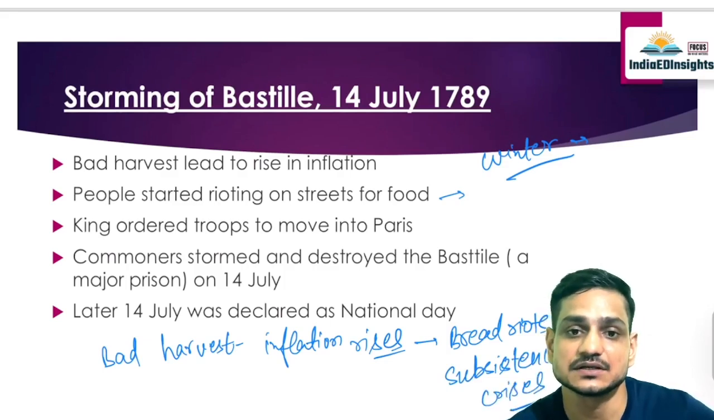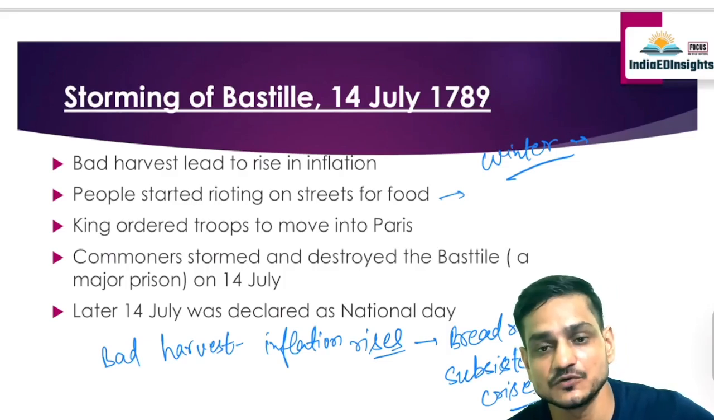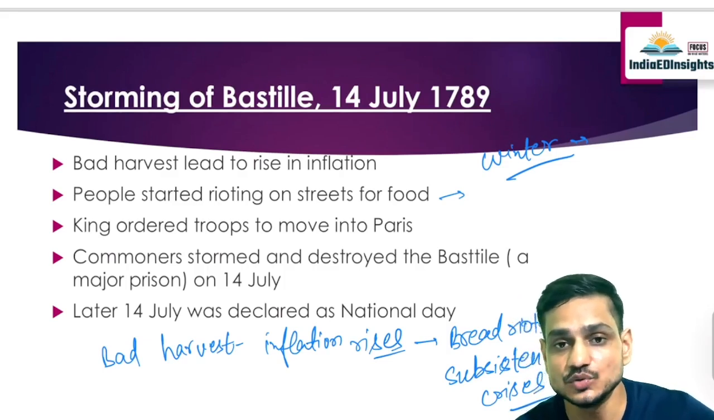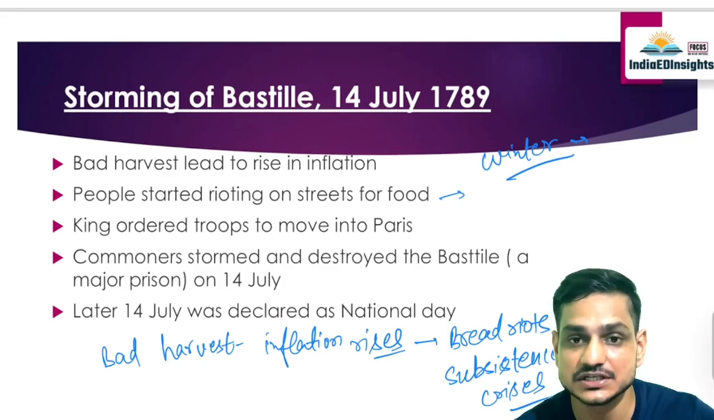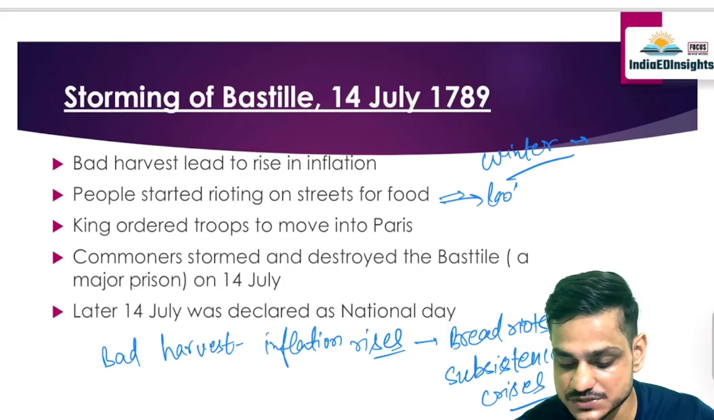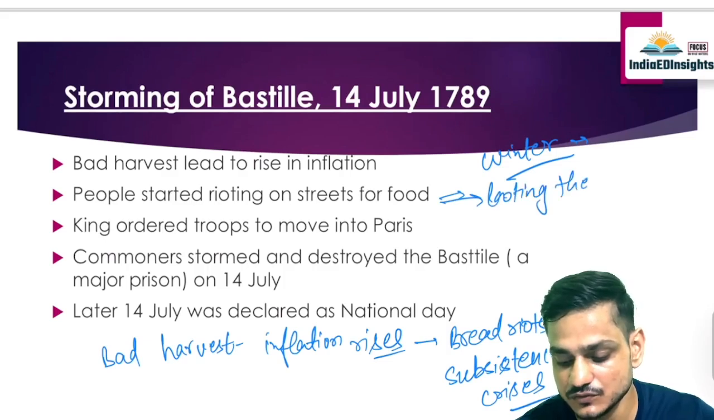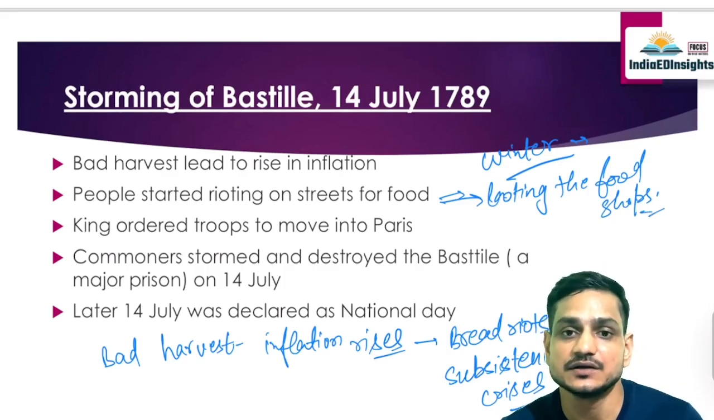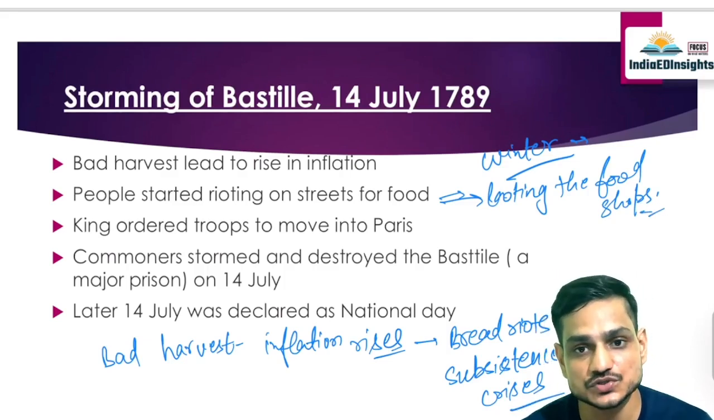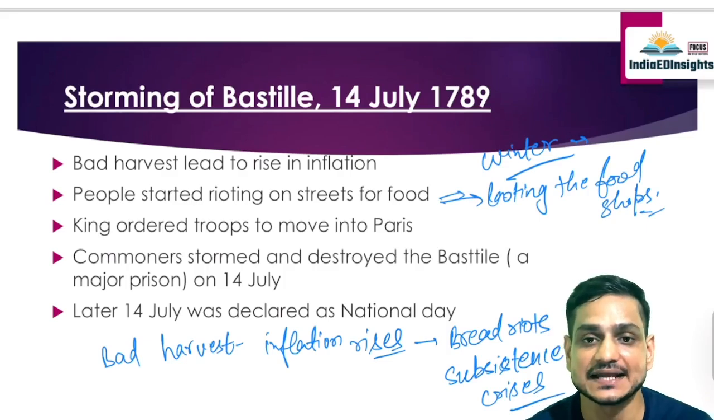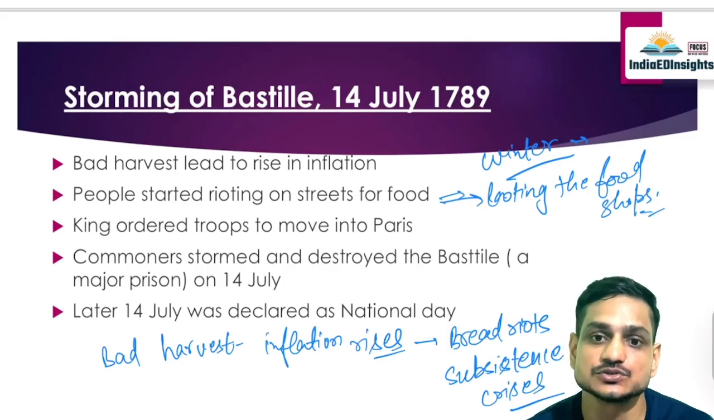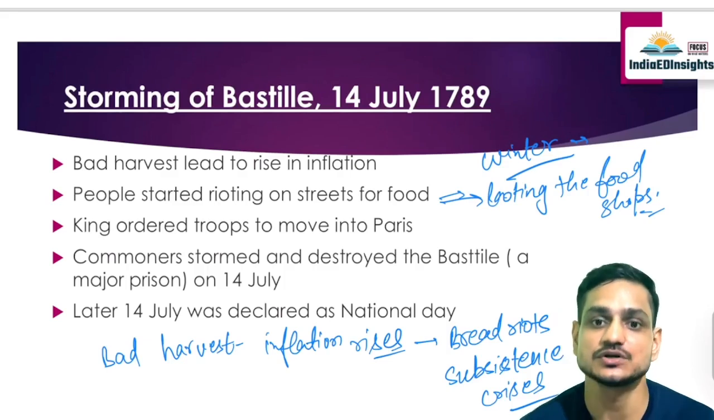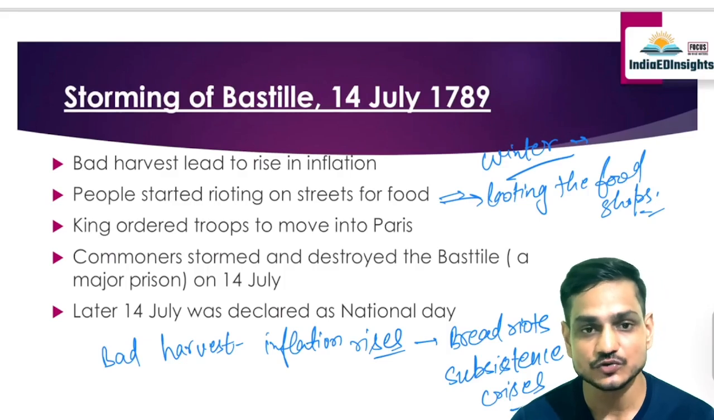So in the summer, what did people do? People started looting the shops. People started rioting on the streets for food, and they started looting the food shops. So when the king got to know that people are rioting in the streets and looting the food shops, the king ordered the troops to move into Paris. The king ordered that the troops have to control the conditions. Troops started to move into Paris.